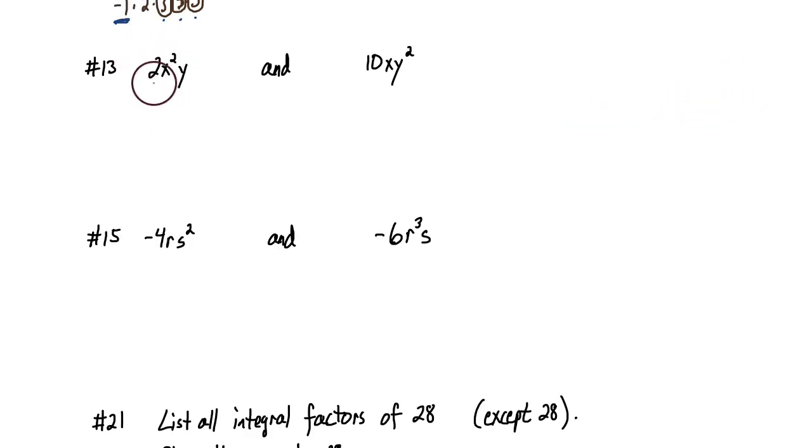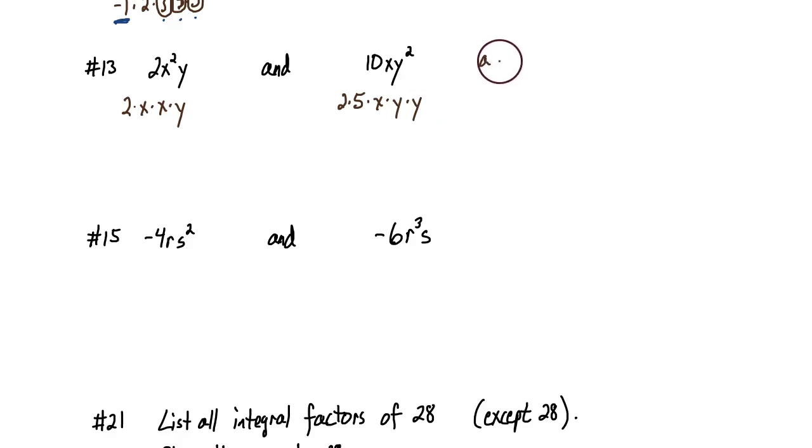Number 13. The numerical coefficient 2 is already a prime number, so we don't need to factor it further. We can, however, expand out the meaning of x squared to create this expression. In our second number, the number 10 can be factored as 2 times 5, and we can expand out the meaning of y squared to create this expression.